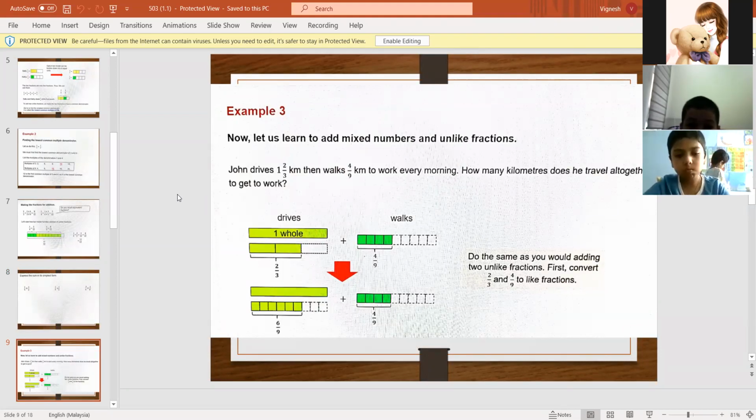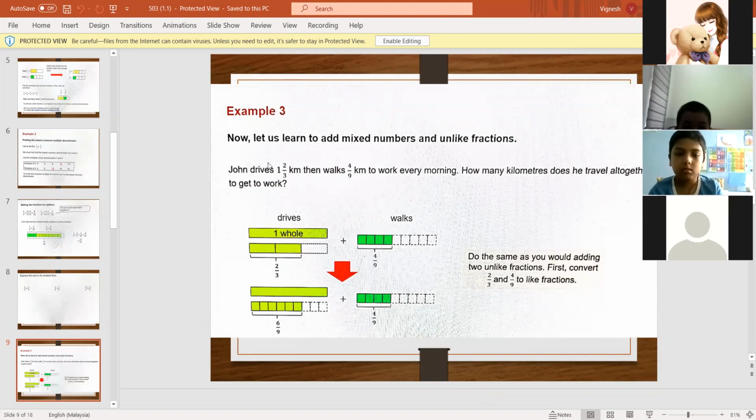Okay, so example number 3. Let's learn how to add mixed numbers together with unlike fractions. It's the same concept. Okay, John drives 2/3. Okay, what is a mixed number? Class, we already learned this before. What is a mixed number? Who can tell the teacher what is a mixed number?